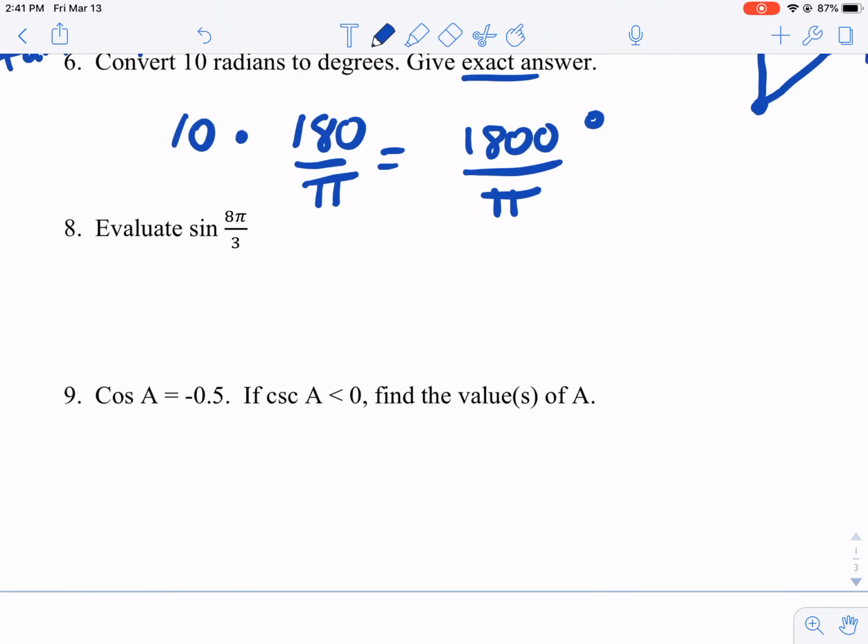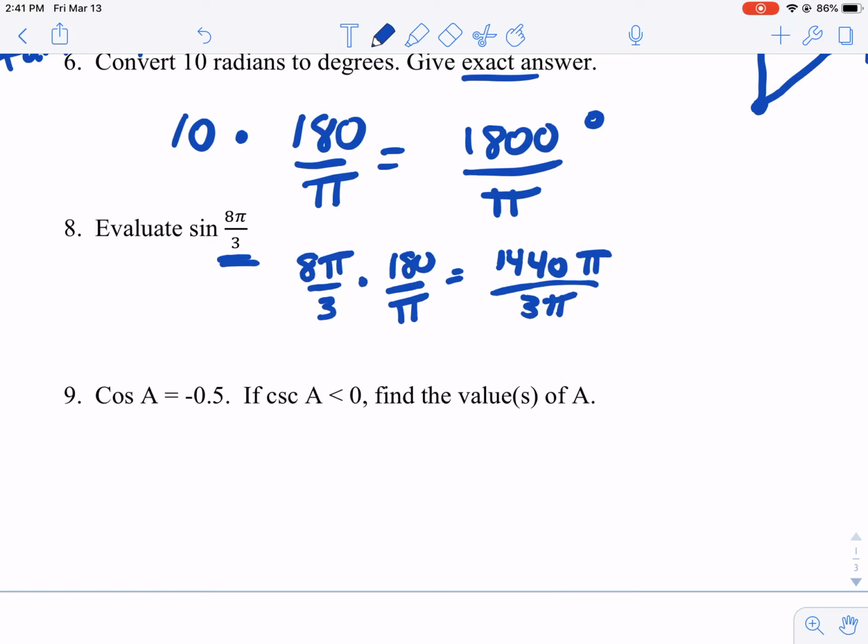Evaluate sine of 8 pi thirds. When you get really good with radians, you won't need to convert it to figure this out, but for right now, we're beginners. So we're going to convert this to degrees first. 8 pi over 3 times 180 over pi. Let's see, 8 times 180, 1,440 pi over 3 pi. The pi's will cancel out. 1,440 divided by 3 is 480.